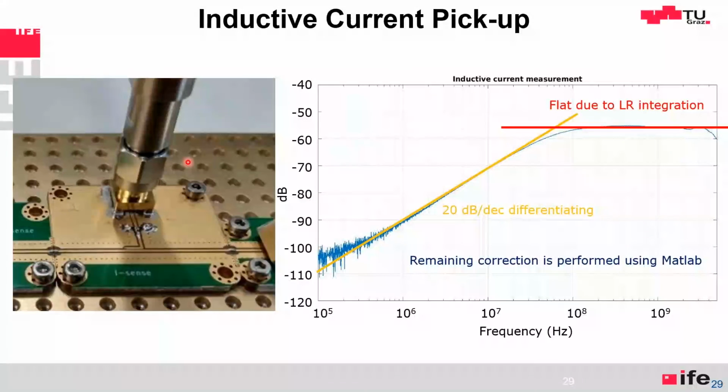Now, this is the current measurement. Current measurement is done inductively. And inductive means the derivative, so it's first order system. So at low frequencies, we have 20 dB a decade. And then at high frequencies, we flatten it out by putting an RL integration here. So above 70 megahertz, it's flat or something. And below, we use math to reconstruct the waveform. It works pretty well.